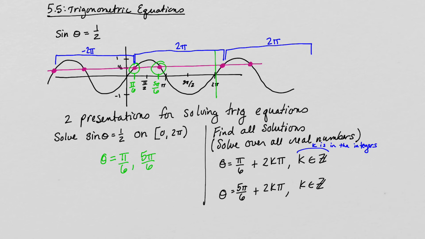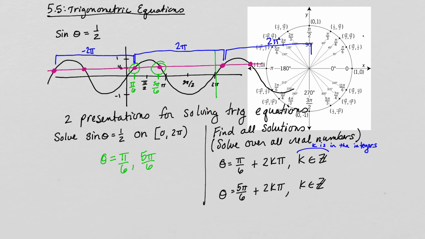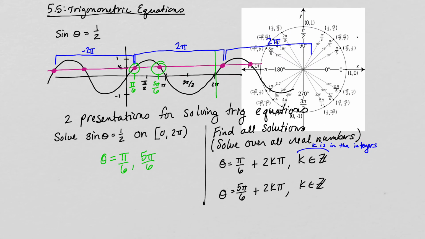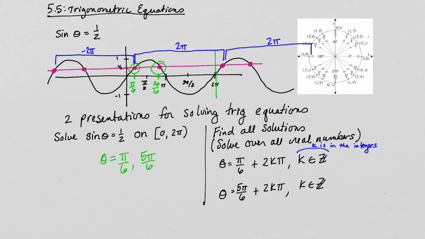Okay. So the k in Z is basically just saying, let me actually add in here a unit circle so that I can put it in here small enough. Okay.